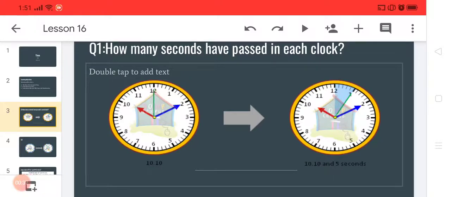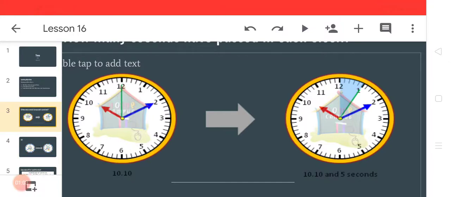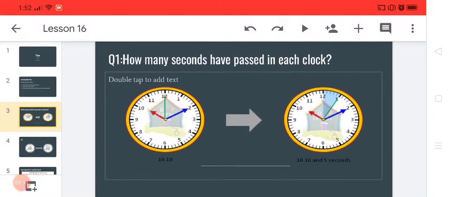Let's start the work. You can see here question number 1: how many seconds have passed in each clock? In clock 1, the red hand shows hours, the blue hand shows minutes and the green hand shows seconds. We are just going to notice the movement of the green hand because it represents seconds. You can see after the arrow on the second clock, the green hand moves from 12 to 1. As you know, between two numbers there are 5 seconds for the second hand. So we can say 5 seconds passed in this clock.